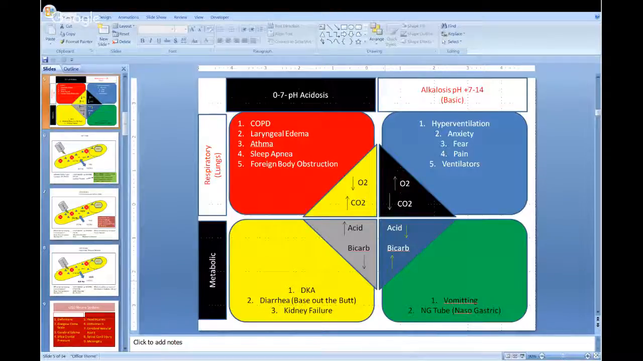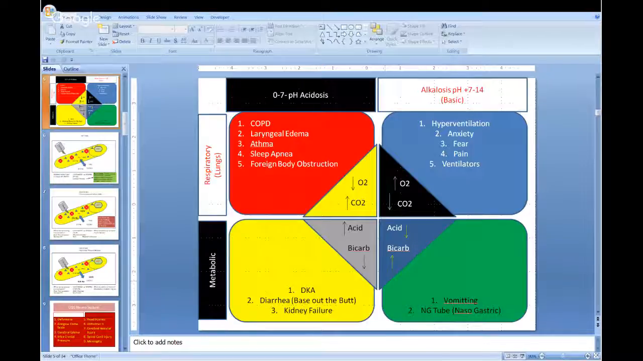Respiratory. Why? Because the bicarb and the pH are in a different direction. There you go. That's it. You got it. Okay. Pointing opposite of pH, it is respiratory.